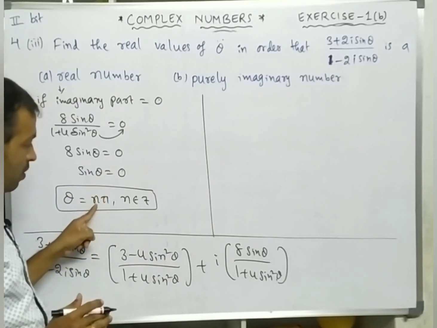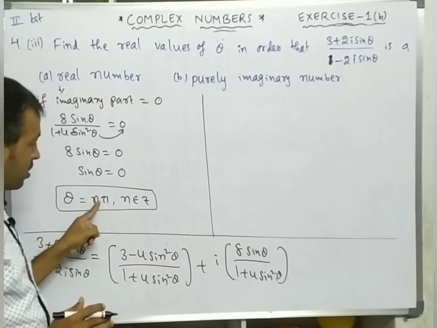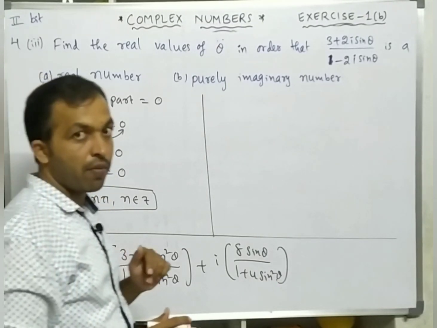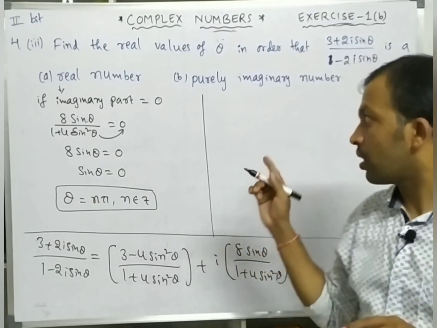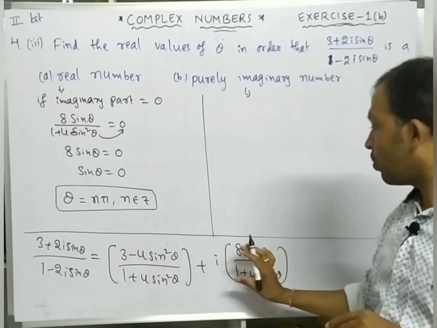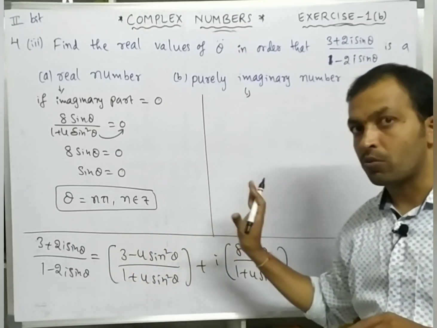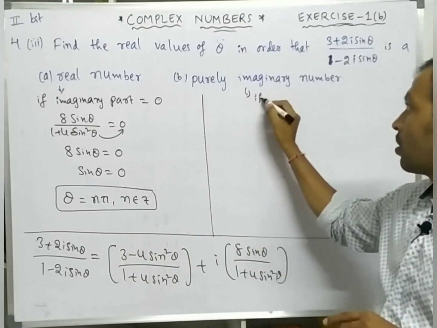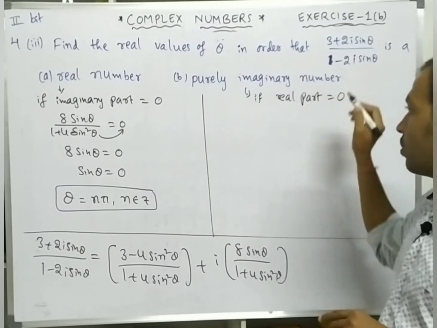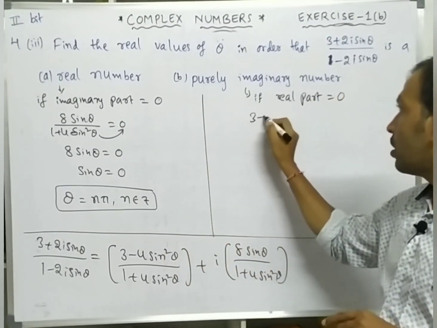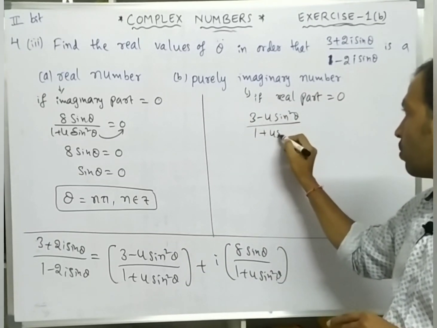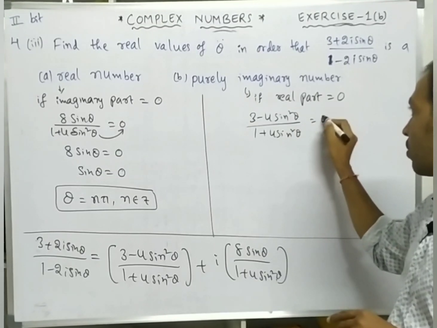So already we have learned that the solution of sin theta equal to 0 is theta equal to n pi, where n belongs to Z. That is in the case of purely real. If it is purely imaginary, the real part should be 0. So what is the real part? 3 minus 4 sin square theta by 1 plus 4 sin square theta is equal to 0, right?